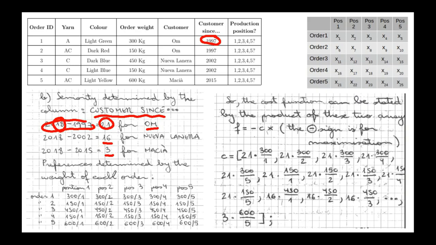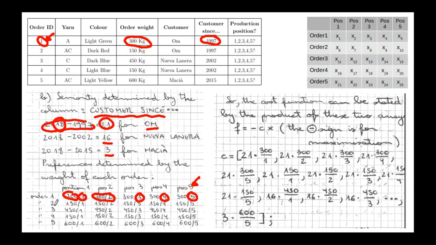These preferences will be determined by the weight of each order. So pay attention. How much does the first order weigh? 300 kilograms. So the preference for this first order to be in the first position is 300 divided by 1, the 100%, as you remember from the previous slide. Then, what's the preference for the same order to be in position 2? It's half the preference, so it's 300 divided by 2. This order doesn't want to be in the last position. That's why when I go down in the table, the number that divides the weight is increasing in order to make these values lower.